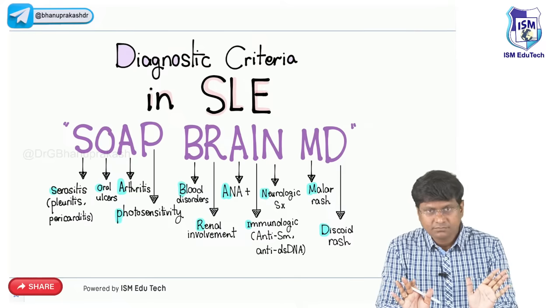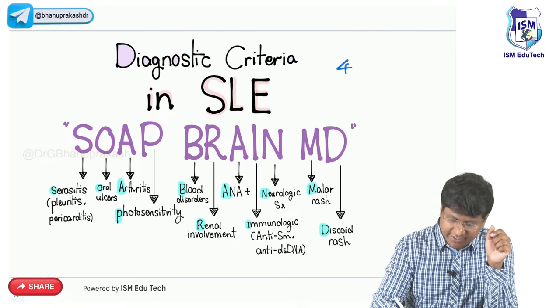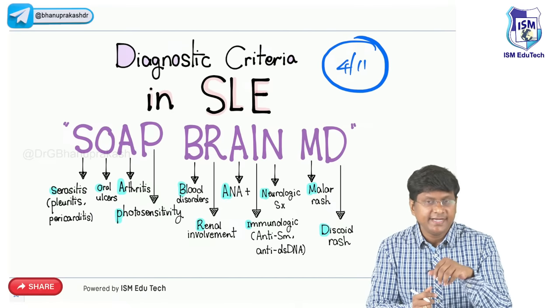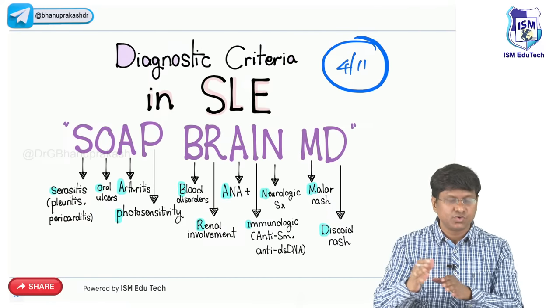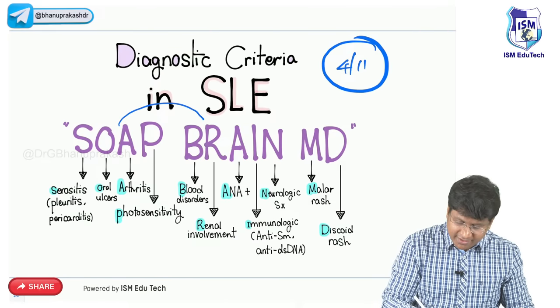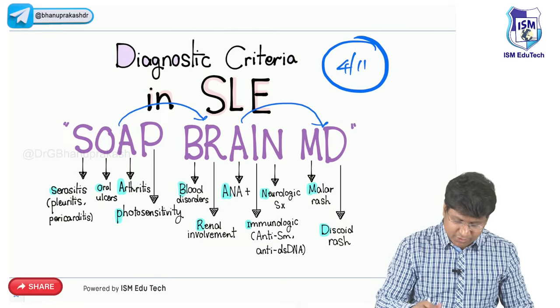So, this is a mnemonic. There are totally 11 criteria. Out of 11 criteria, if 4 are there, then it is very much diagnostic of SLE. Right. And what are those 11 criteria? So, the mnemonic that you can remember is "SOAP BRAIN MD": you wash your brain with soap, then you will get the MD seat. So now what exactly is this SOAP BRAIN MD? Right, I'll just tell you one by one.